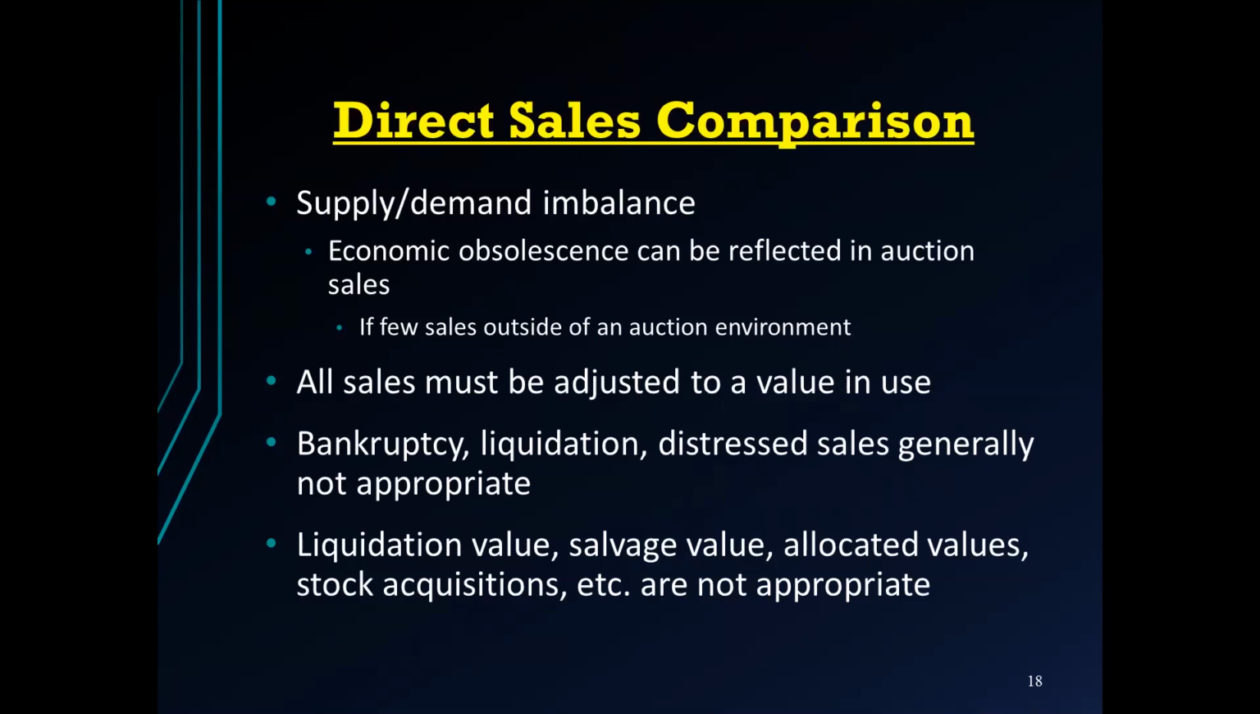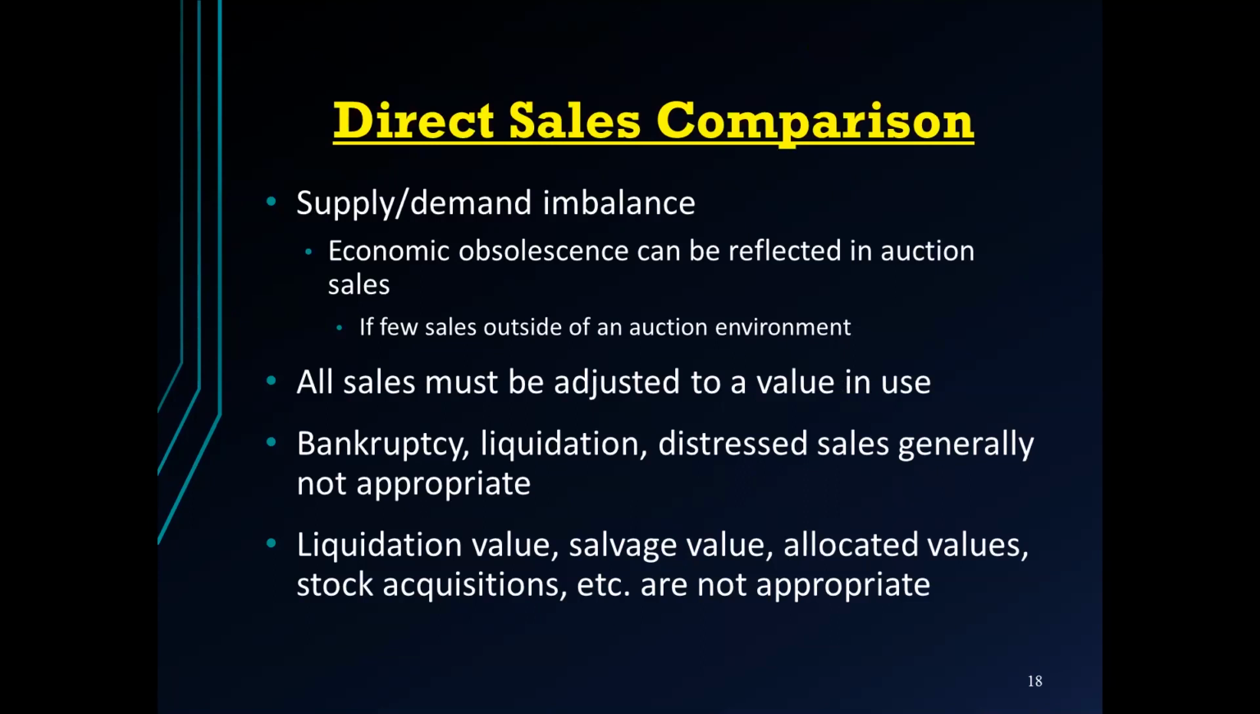Now, one thing to be cautious of when you're doing direct sales, you also need to make sure that the property really is comparable. A computer is not necessarily a computer. So if you just see a line item that says computer and another line item that says computer, well, what does that mean? They need to be somewhat comparable.